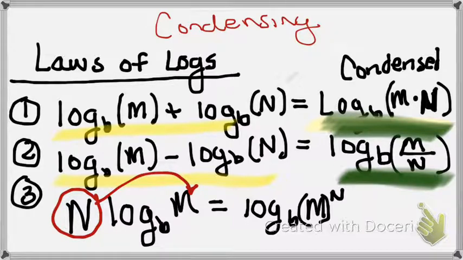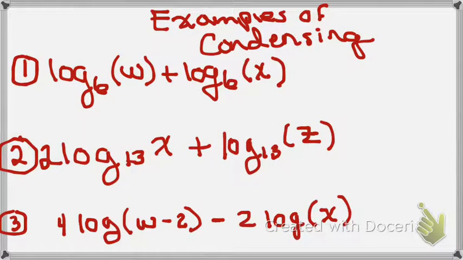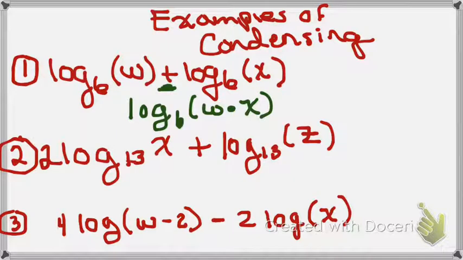There's one other property that we're going to talk about, but I'll talk to you about it when we get to an example. So, with that being said, let's look at some examples. Here are some examples of logs that we can condense. The first one is more traditional, like the law, so you shouldn't have a hard time figuring this out. We know it's adding, so we're going to take the log base 6 and simply multiply w times x. That's all I want you to do.